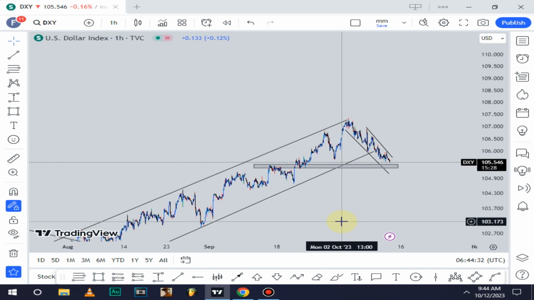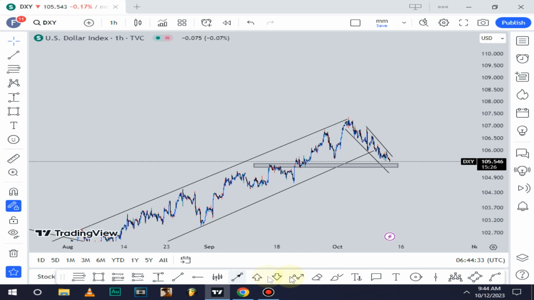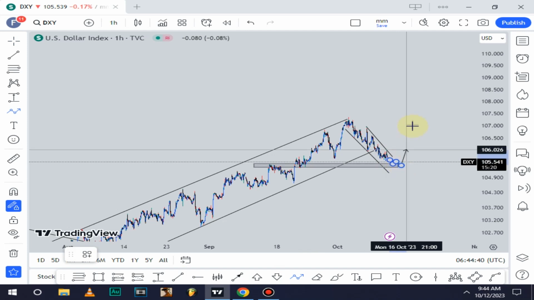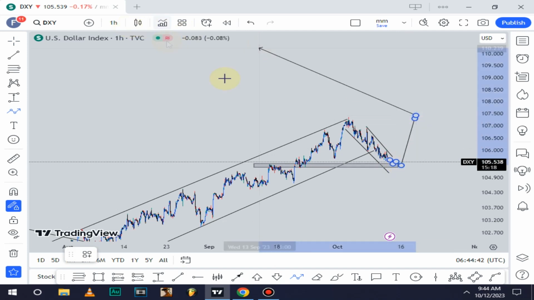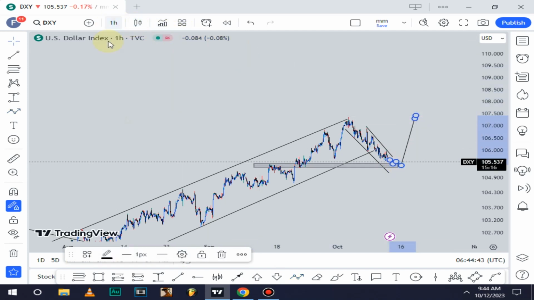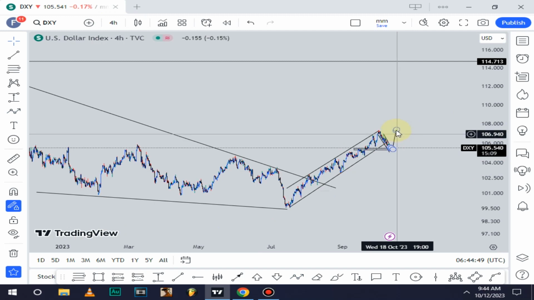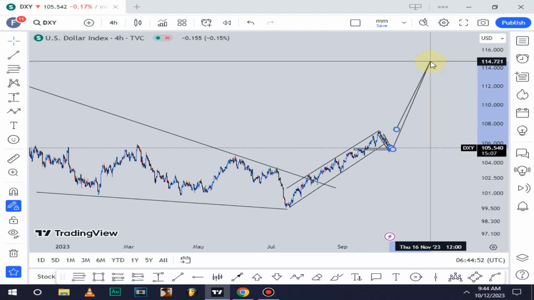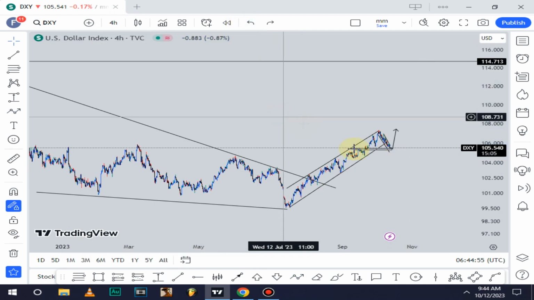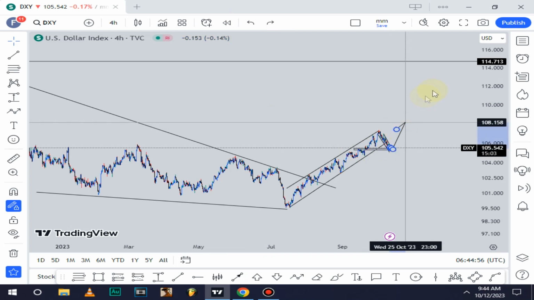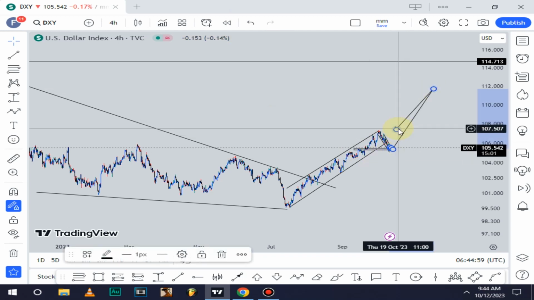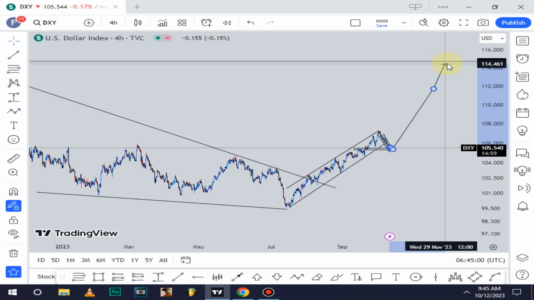The dollar index might try to play around this zone, then maybe show some reversal structure before continuing to go up. So now that we have that in check, we believe that the dollar index has the potential to continue going all the way up. We still have this anticipation.